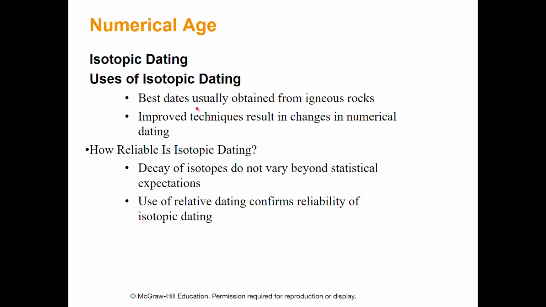Really, what we're dating, especially with uranium-238, is the igneous rocks. That clock of the igneous rocks, when you have a magma and it solidifies, that's kind of when the clock starts. So we want to use igneous rocks to do the dating.